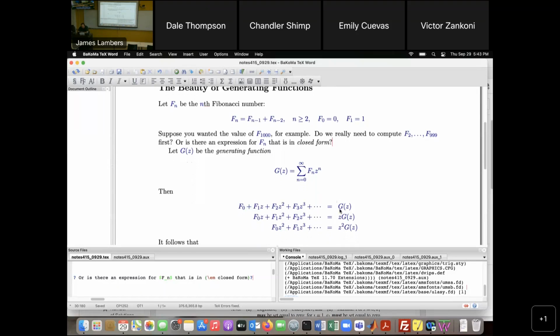And the reason why I only go to z squared is because this is a three-term recurrence relation, each Fibonacci number depending on the previous two. So for instance, if I had a more complicated sequence, like each new value depending on the previous 4, let's say, I'd have to go up to z to the 4 in what I'm doing here.